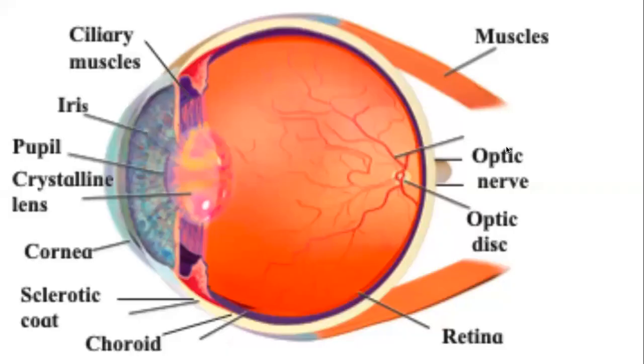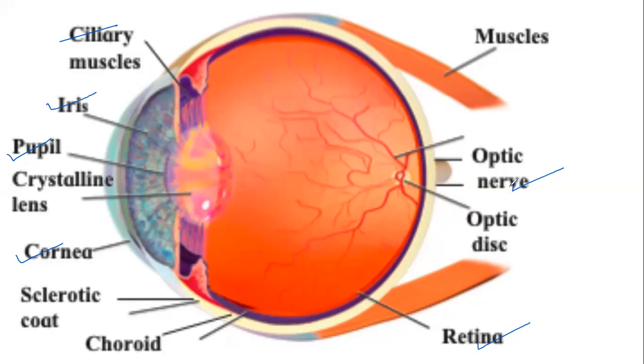When you practice this diagram, please note the important parts which you must show if this diagram is asked in the exam. The things that you must show are cornea, iris, pupil, ciliary muscles, and two more things that I mentioned while explaining the construction of the eye: retina and optic nerve. These things must be labeled in your diagram.